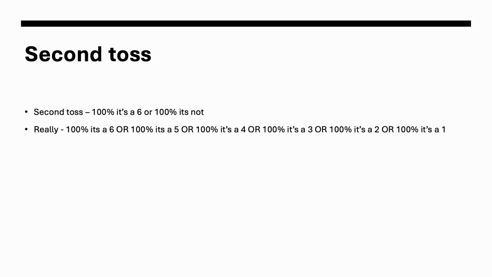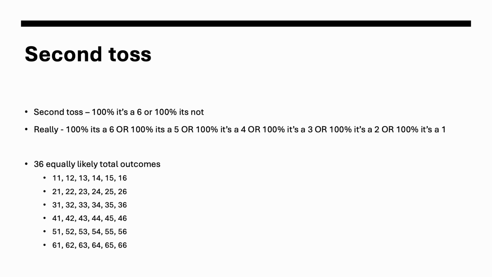If we toss again, we have the exact same situation. It will either be 100% a 6, or 0% it's a 6, which we know is actually 6 different options. But now, with the second roll, we know it can be another number. This gives us 36 equally likely total outcomes. You could get a 1 first, and then you can get 1, 2, 3, 4, 5, and 6 in the second roll. You can get a 2, 3, 4, 5, or 6 in the first roll, and get a 1, 2, 3, 4, 5, or 6 in the second roll. 36 possible outcomes, all equally likely.